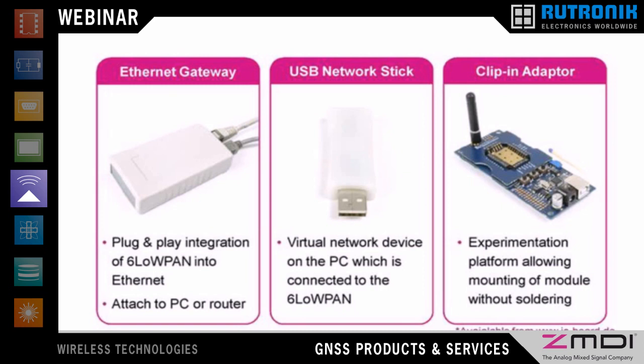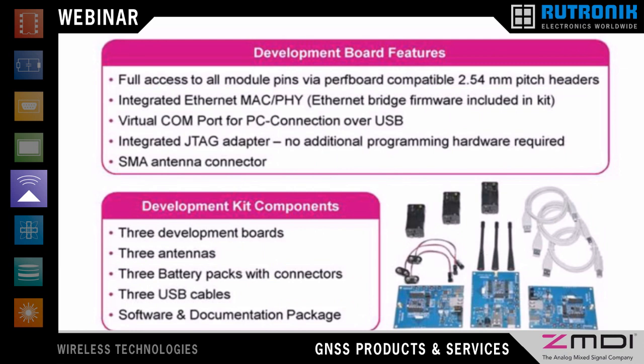Also, we have an SMA antenna connector, and the antennas are inside the development kit. As you see, this development kit consists of 3 development boards, 3 antennas, battery packs, a USB cable, and all the software and documentation packets. With this development board, it is possible to create your first application within 1 hour.